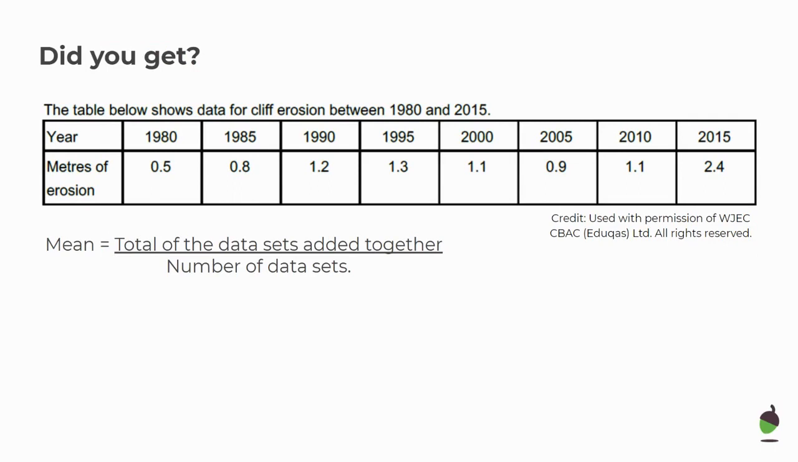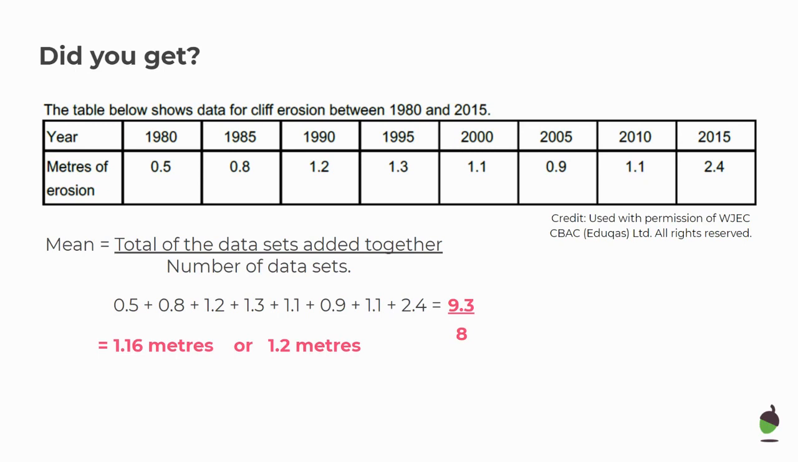Let's check those answers. Mean, the total of all the data sets added together. So what we're going to do is add up 0.5 plus 0.8 plus 1.2 all the way along that row. That gives us a total of 9.3 metres. And we're going to divide that by the number of data sets, and there are 8 data sets.